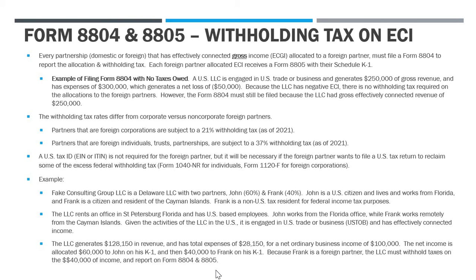Now, note here that the 8805 is only going to Frank because he's the only foreign person. John's a U.S. person, so he doesn't have any withholding tax on his income. He just has to use his K1, report the income on his 1040, and he pays tax that way.